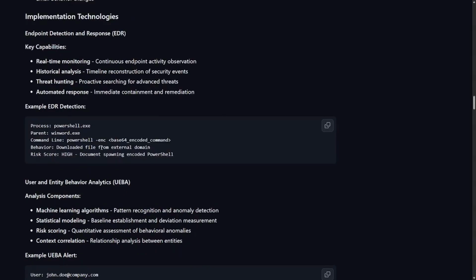For EDR, they have real-time monitoring, continuous endpoint activity observation, historical analysis, threat hunting, automated response. So this is an example of EDR detection. PowerShell.exe, parent is Winword. The command line runs PowerShell with a base64 encoded command, which downloads a file from an external domain. And this is a high risk score because they're downloading some malicious file off the internet. Boom. Document spawning encoded PowerShell, right?